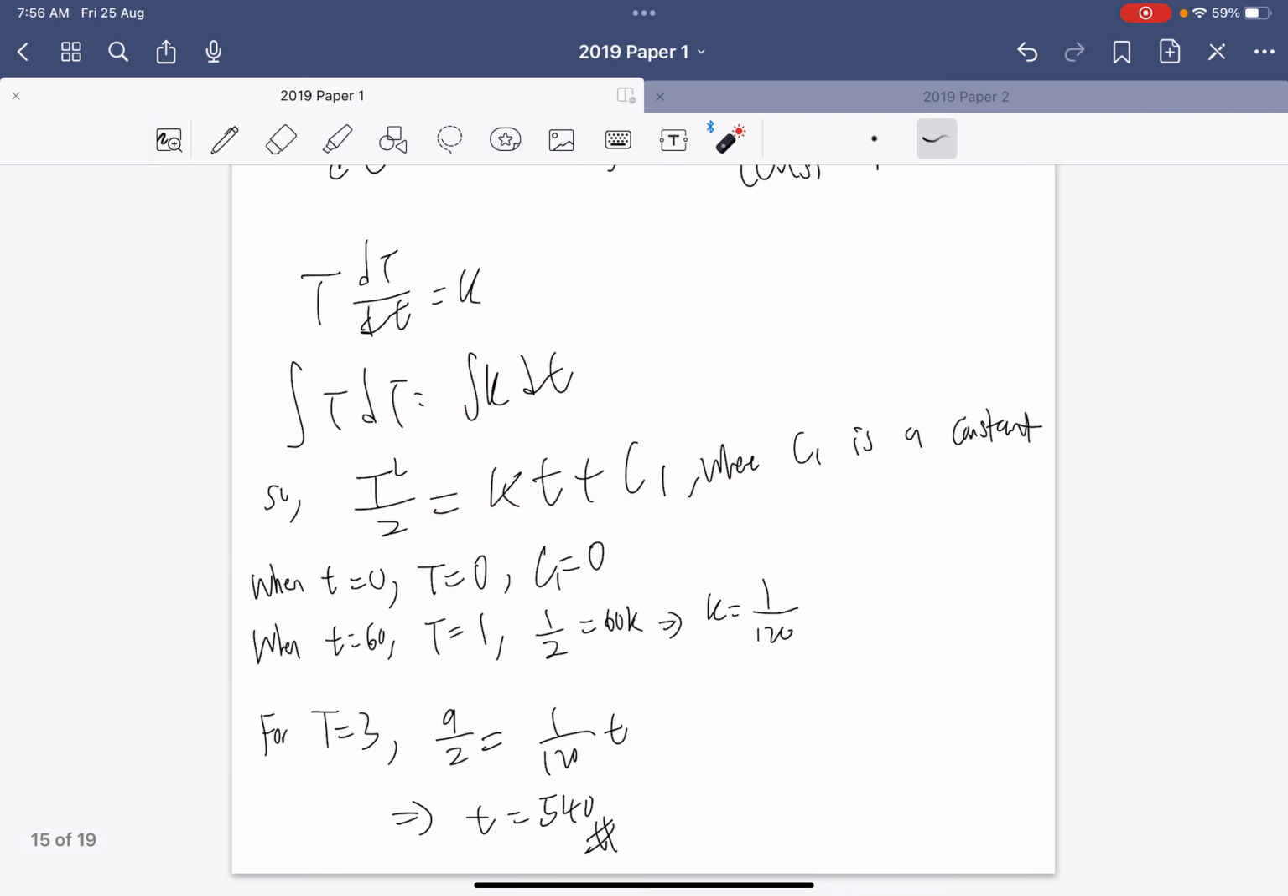Again, you want to find the two constants. So c1 is 0, and we sub in t equals 60, capital T is 1. So that means k is 1 over 120.